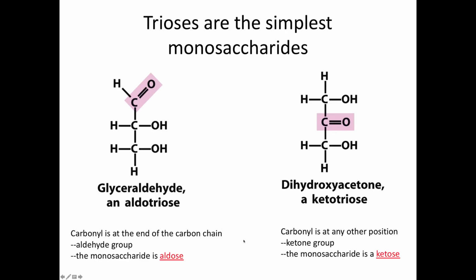So in contrast to aldoses, we have ketoses. In a ketose, the carbonyl carbon is at any other position other than the end of the chain. This is a ketone group, and the monosaccharide is a ketose.